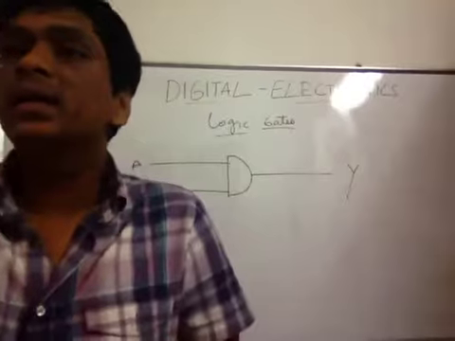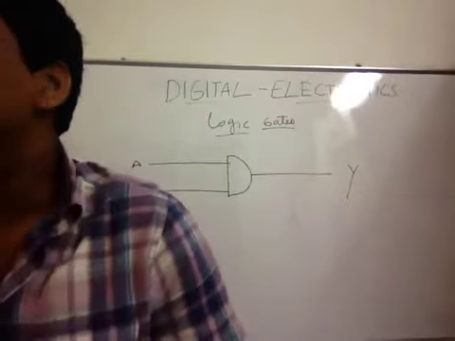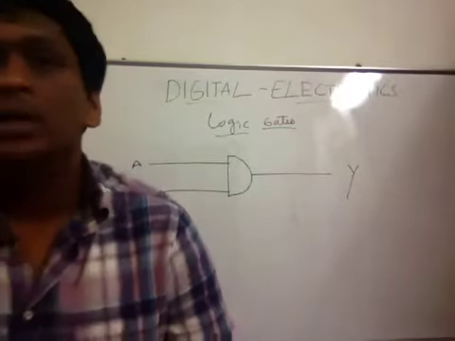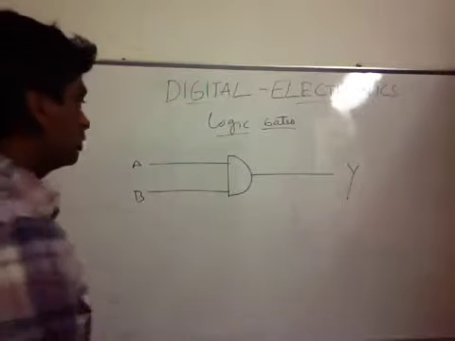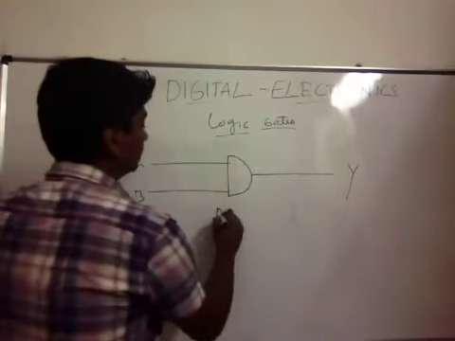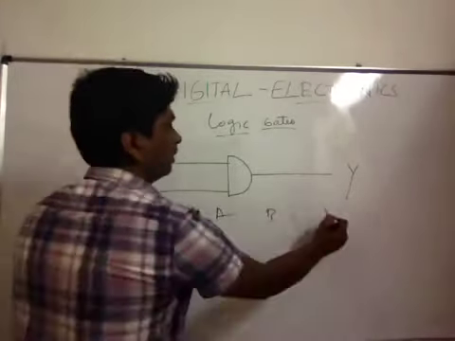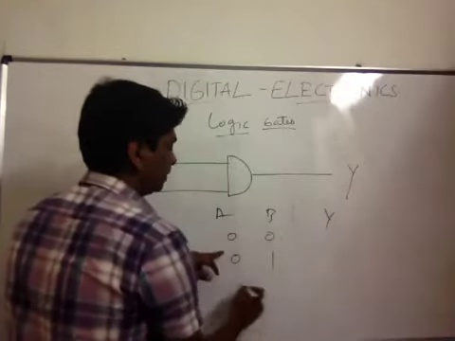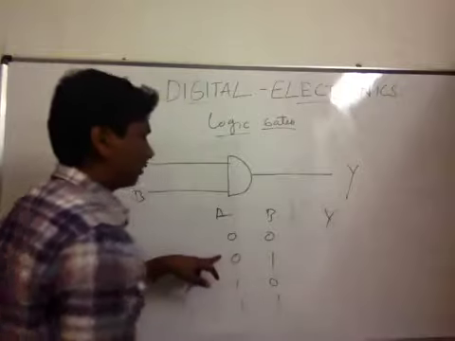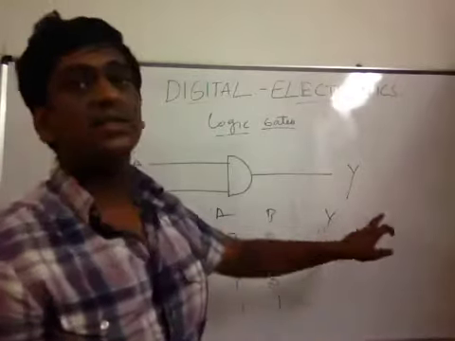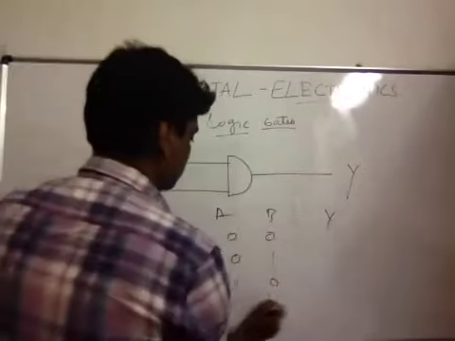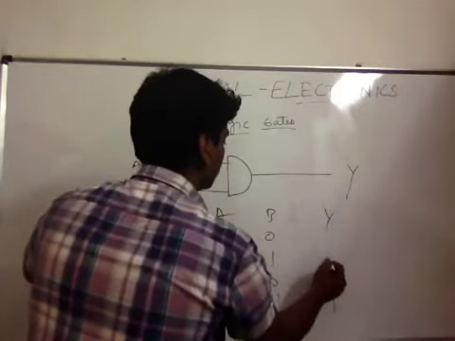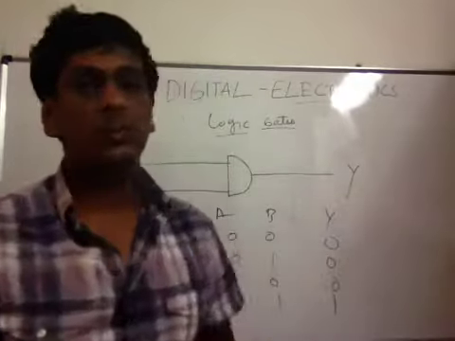According to AND gate, the output will be on only if both the inputs are on. I can take A, B and Y. A is off, B is off; A is off, B is on; A is on, B is off; both are on. The only case in which the output will be on is this. In the rest of the cases, the output will be off.